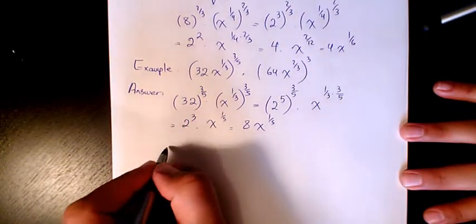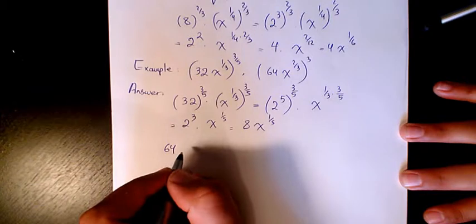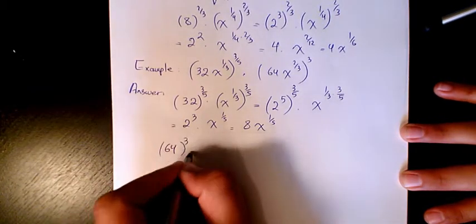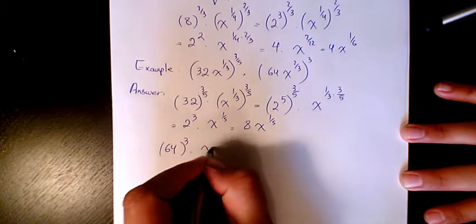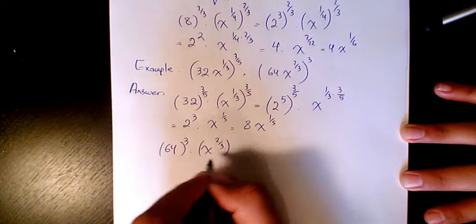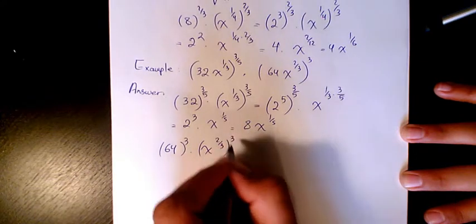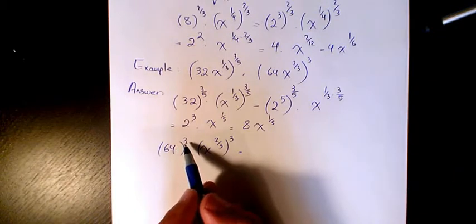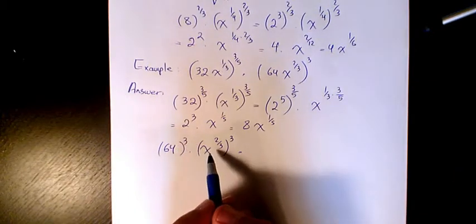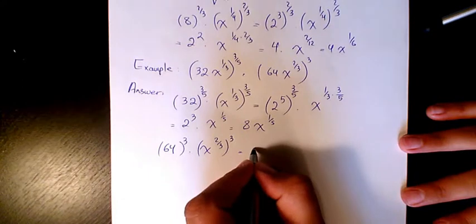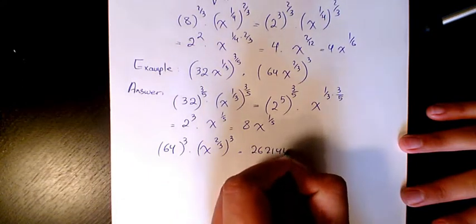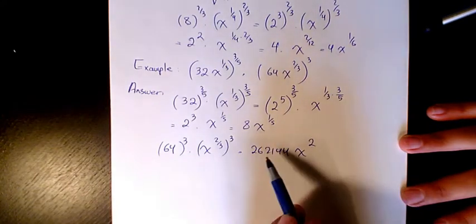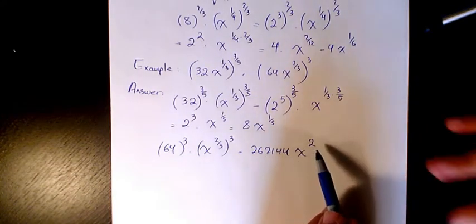Next one is 64 to the power of 3 times x to the power of 2 over 3 to the power of 3. So the first one is going to be 64 to the power of 3, which makes it 262,144. X to the power of 2 over 3 times 3 is going to be just 2. So it's going to be 262,144 x squared.